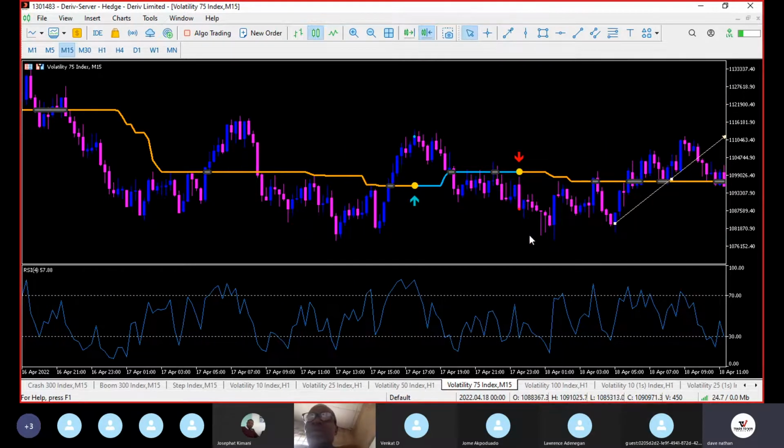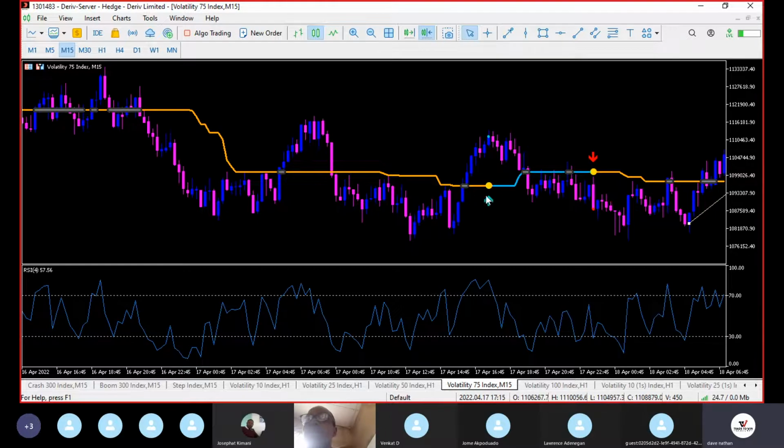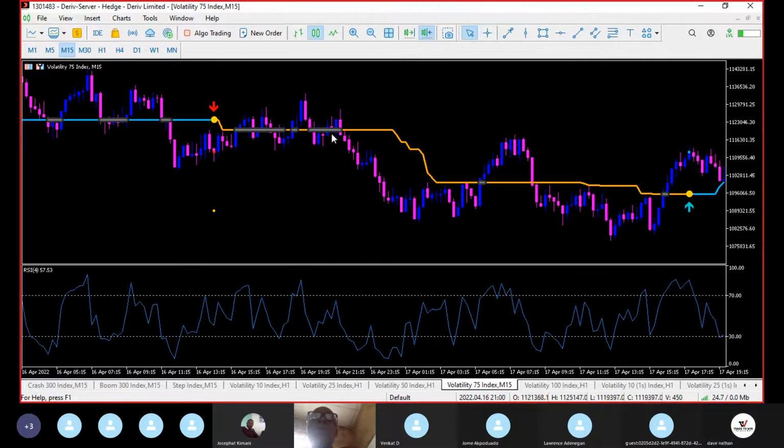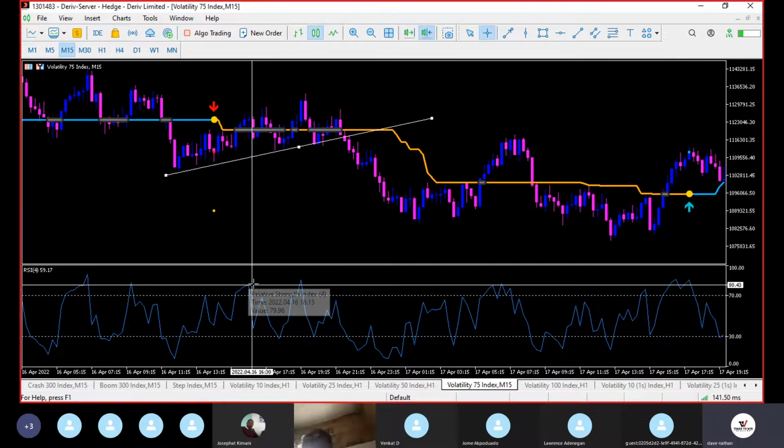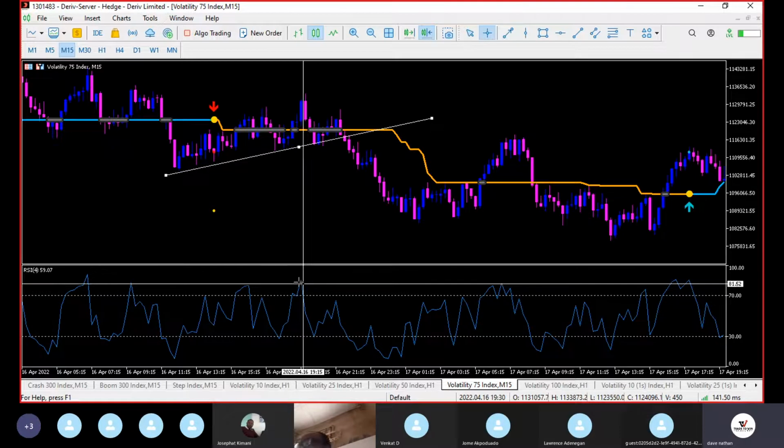So this is the sell signal we just spoke about. This is the buy signal. There was no opportunity for us. This was a sell signal. This is the only opportunity I would have taken. There was a good breakout at this point. You would have taken the sell. And now we also had RSI at some point telling us to sell.